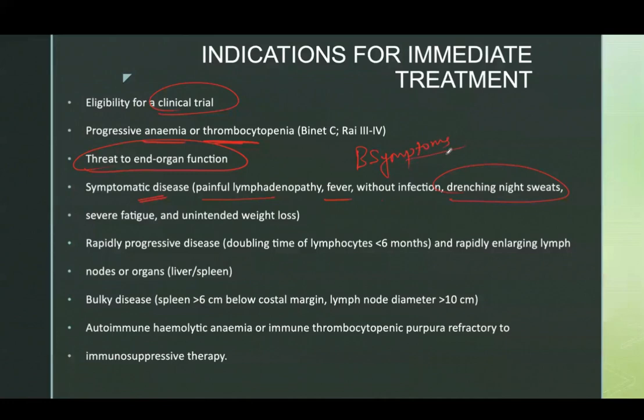I have not included the B symptoms because all of you know this: anorexia, weight loss, night sweats. There is no point in telling this again. Severe fatigue, any unintended weight loss, and rapidly progressive disease. Doubling time of lymphocytes in less than 6 months. This has been asked as an MCQ in MRCP on this point. Doubling of lymphocytes in less than 6 months. Rapidly enlarging lymph nodes, liver or spleen, any bulky disease, spleen more than 6 centimeters, autoimmune hemolytic anemia. In all these cases you have to start the treatment immediately, or in anyone who is already on immunosuppressive therapy for something else, you have to start the treatment immediately.